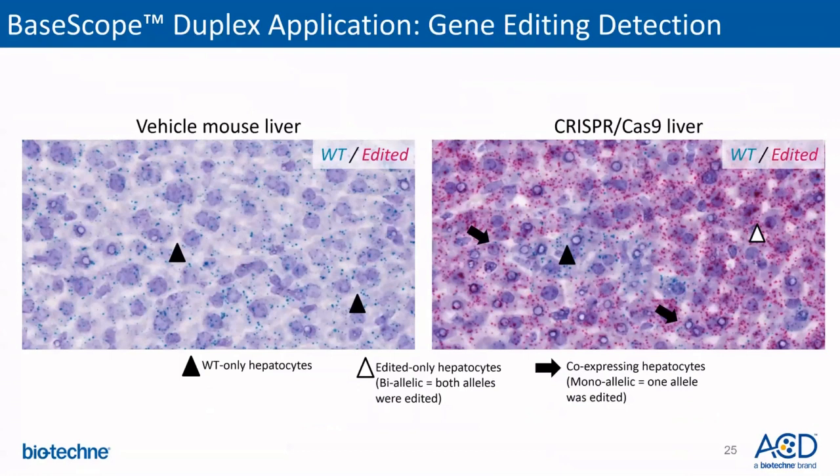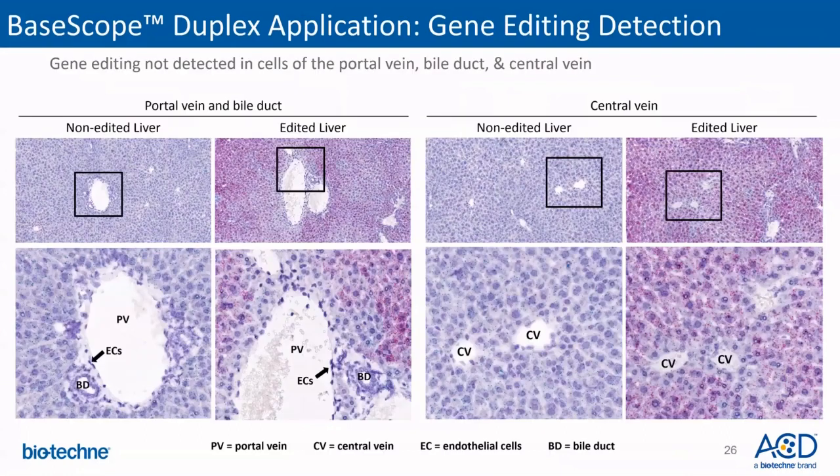In this right-hand side image, you also see hepatocytes that are actually co-expressing both the alleles, as has been shown by the black arrows. Interestingly, our assay also provides unique morphological information: this gene editing was not detected in the cells around the portal vein, the bile ducts, and the central vein. So this basically provides a morphological landscape of the tissue to show where the CRISPR gene editing is actually happening.